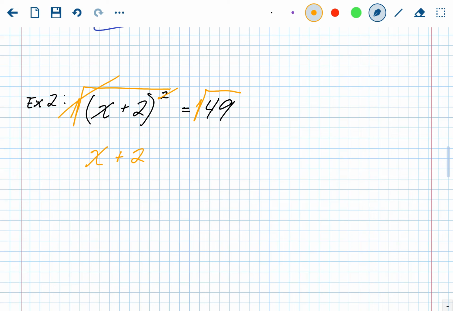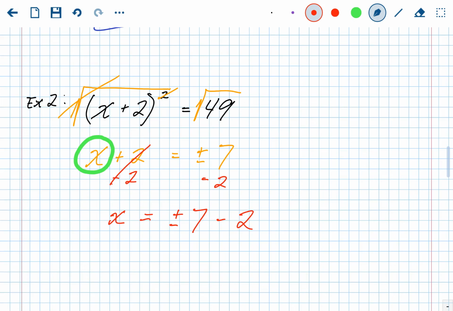And you're left with x plus 2 equals the square root of 49. Well, the square root of 49 is positive or negative, plus or minus 7. Alright, so now we just solve for x. On the first problem, we didn't have to solve for x. This time we do. We need to get x by itself. So we'll subtract 2 on both sides. Just solving a linear equation at this point. So our answer is x equals plus or minus 7 minus 2.